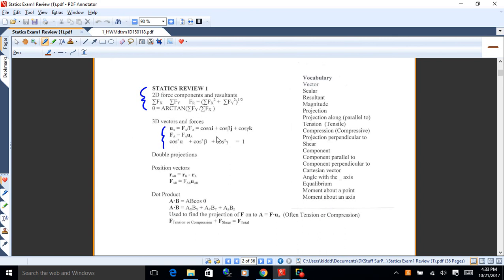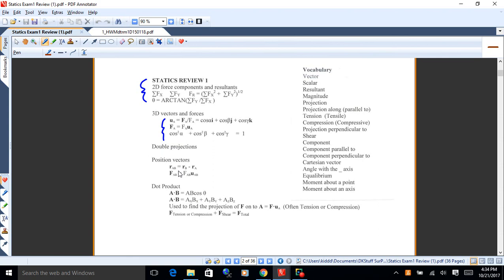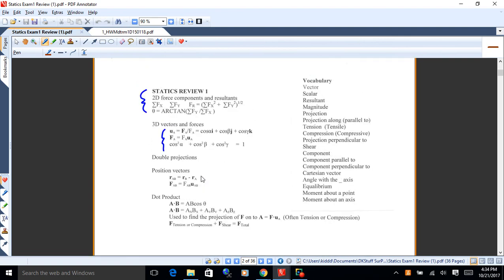Okay, then we went through finding unit vectors for 3D forces. That can either be done by taking the cosine of the three angles that the vector makes with the x, y, and z axes. That could also be done using double projections on some of these angles. And it can also be done by finding a position vector from one point to another, and then dividing through by the magnitude of the vector to find the unit position vector. Once you have the unit position vector, you multiply it by the magnitude of the force, and that will get you a force vector.